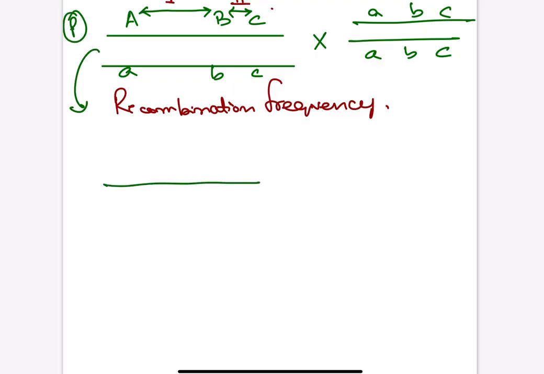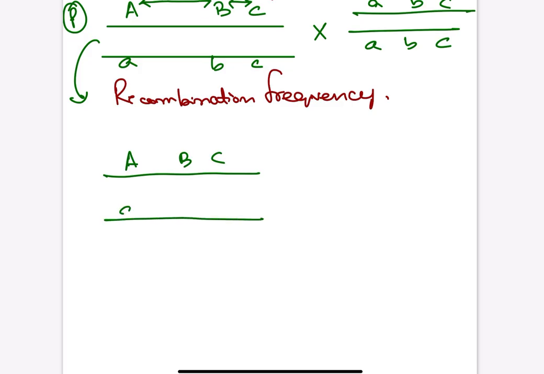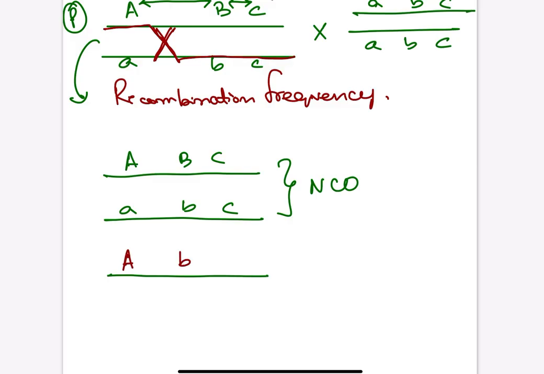We have a non-recombinant capital A, B, C, then small a, B, C. These are non-recombinant types. Now, if there is a crossing over at region 1, this is region 1, we have a crossing over here. Then capital A, small b, small c. The other homologue will have small a, capital B, capital C.